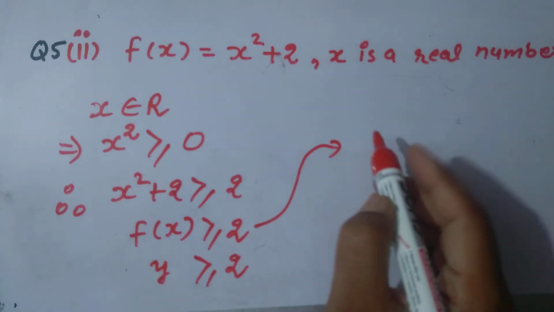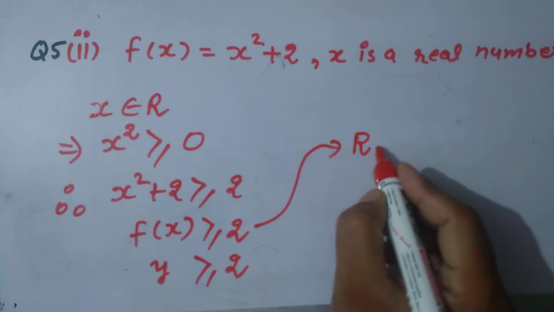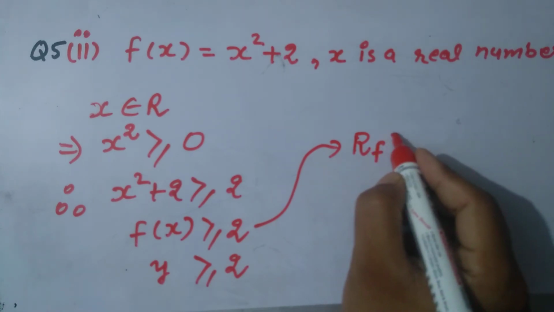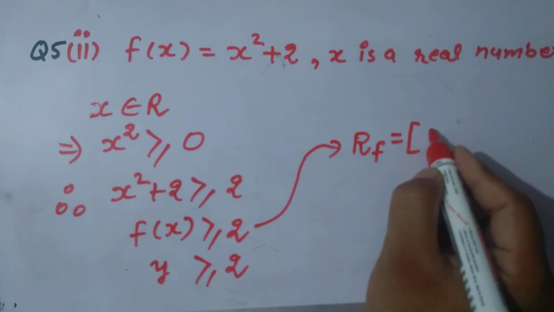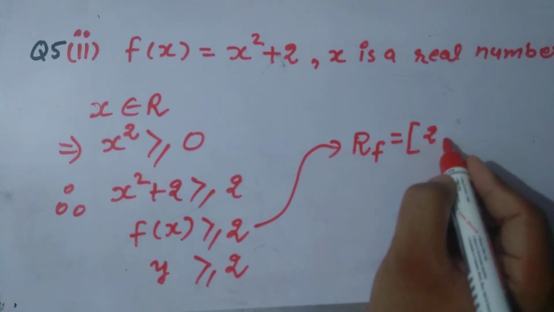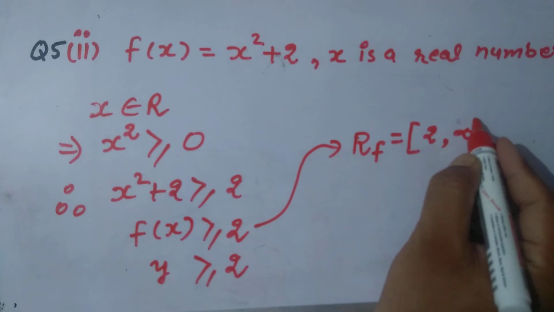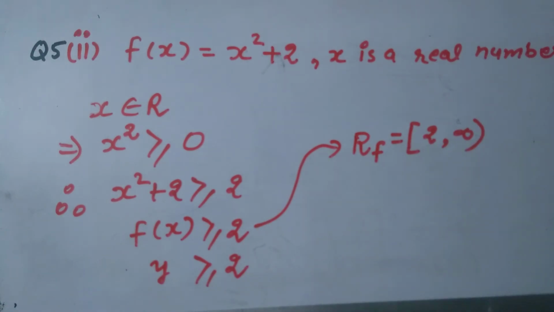So its conclusion, the value of y is called range of the function. Greater than or equal to 2 means starting point 2 with closed bracket up to infinity, infinity with open bracket. Second part.